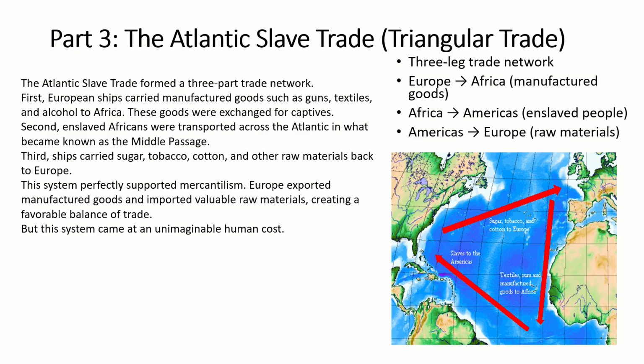The Atlantic slave trade, a triangle where everything basically went. Sugar, tobacco, and cotton to Europe. Let me move out of the way. Textiles, rum, and manufactured goods to Africa, and slaves to America. The Atlantic slave trade formed a three-part trade network. First, European ships carried manufactured goods such as guns, textiles, and alcohol to Africa. These goods were exchanged for captives. Second, enslaved Africans were transported across the Atlantic in what became known as the Middle Passage. Third, ships carried sugar, tobacco, cotton, and other raw materials back to Europe.